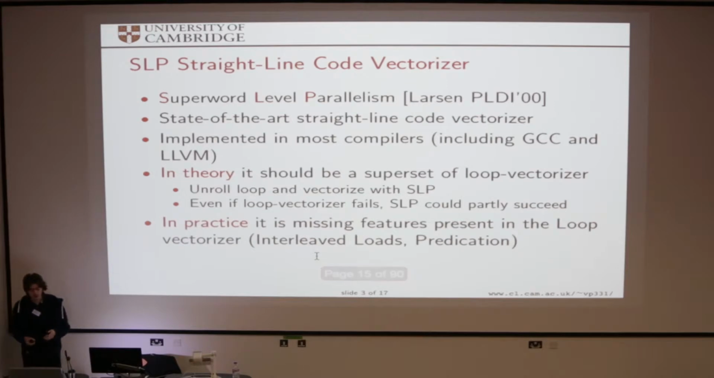In practice, though, the implementations of SLP are usually missing some of the features that are present in the loop vectorizers, and therefore their performance is not the same. A lot of times the loop vectorizer is much faster, and sometimes the SLP vectorizer is faster than the loop vectorizer. It is common practice in compilers to run both. You first run the loop vectorizer, and if there's anything that's not being vectorized, it's taken care of by the SLP vectorizer.